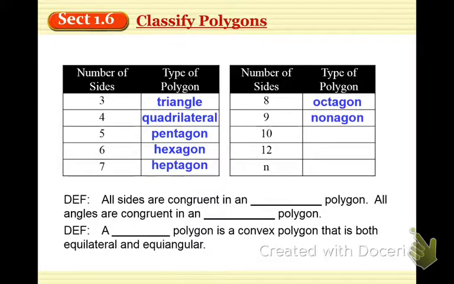10 sides is a decagon, and 12 sides, anybody know that one? Dodecagon, good. Now, anything above 12, you just say the number of sides and say gon. So a 13-sided shape would be a 13-gon. The n is a variable. A 25-sided polygon would be a 25-gon. All right?